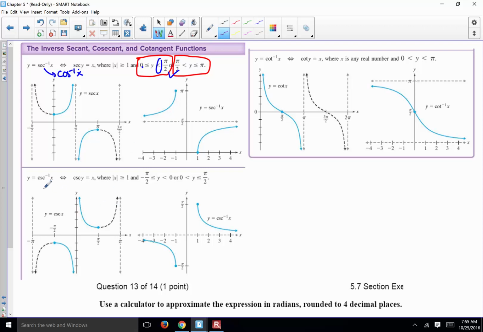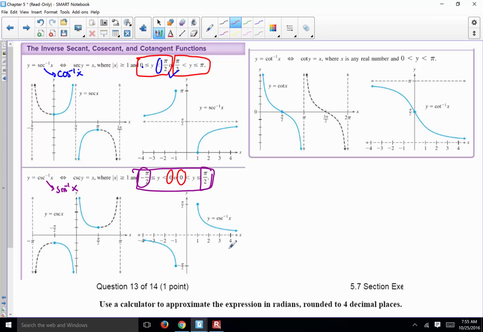Same thing happens with cosecant. Cosecant inverse is just like sine inverse. They act like sine inverse, same values, except sine inverse used to be from minus pi over 2 to pi over 2, but cosecant inverse is skipping the value in the middle. 0 is skipped. You're going up to 0 and then skipping 0 and counting more.